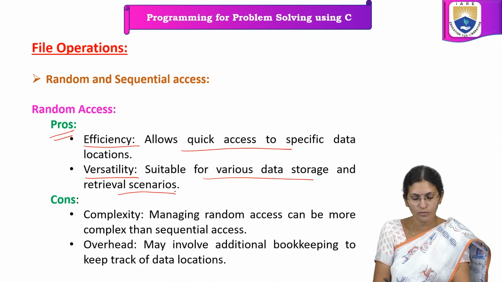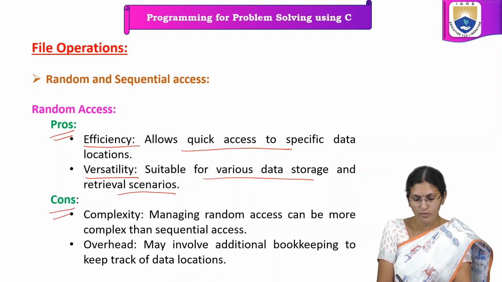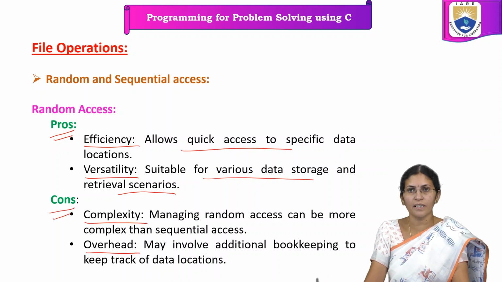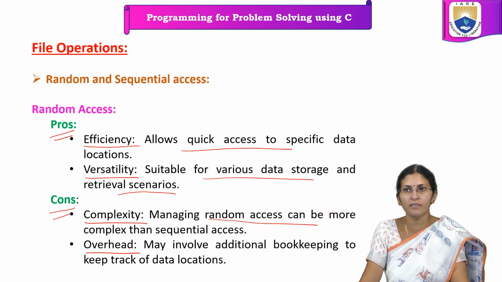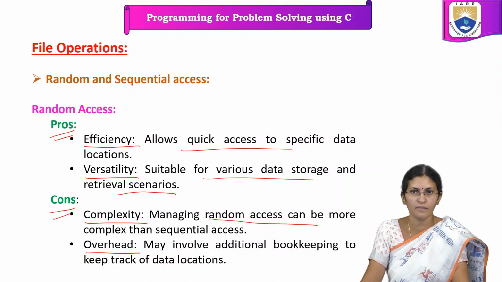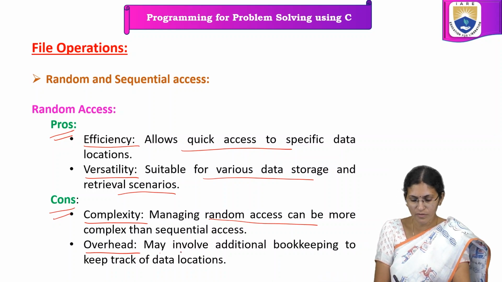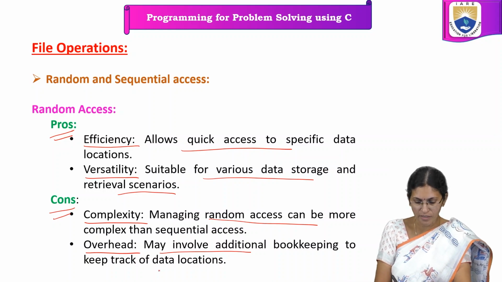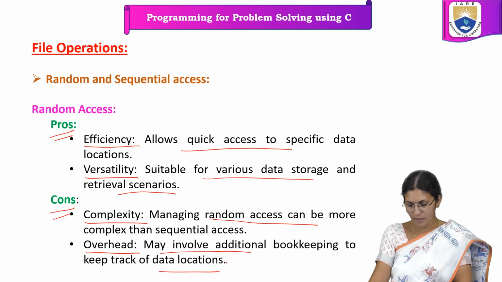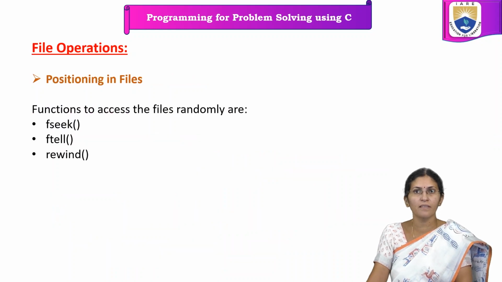So the cons, these are the disadvantages. It involves complexity and there are overheads involved in random access. It is complex: managing random access is more complex than sequential access. Overhead, why? Because it may involve additional bookkeeping to keep track of data locations. So these are the disadvantages of random access.